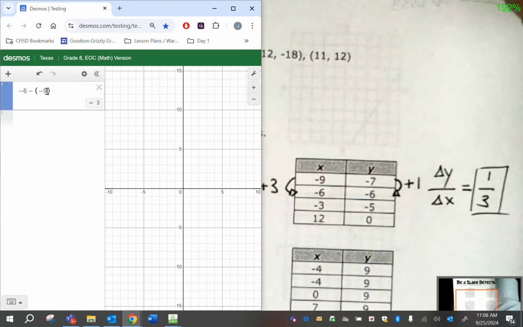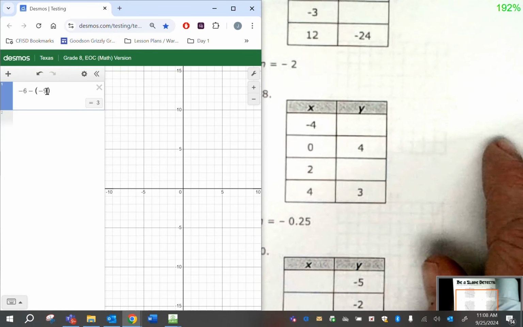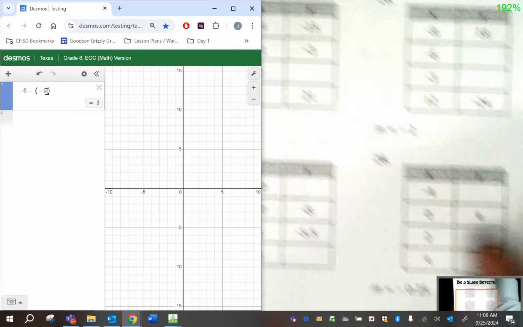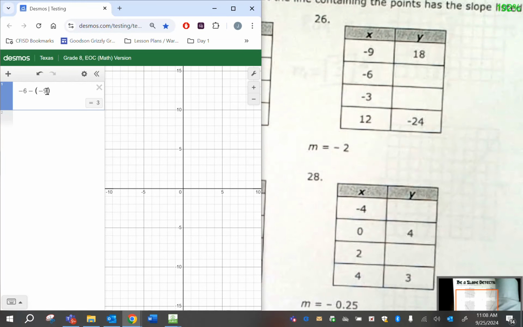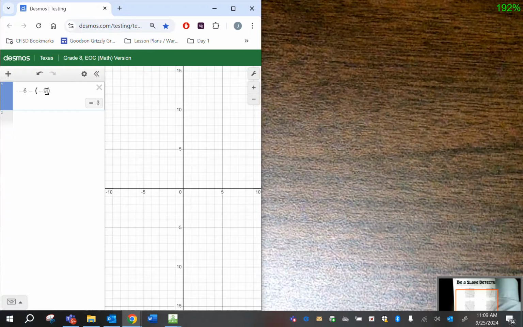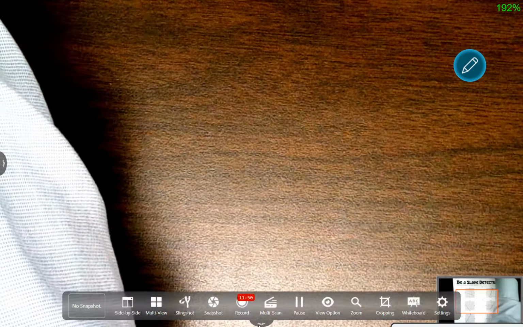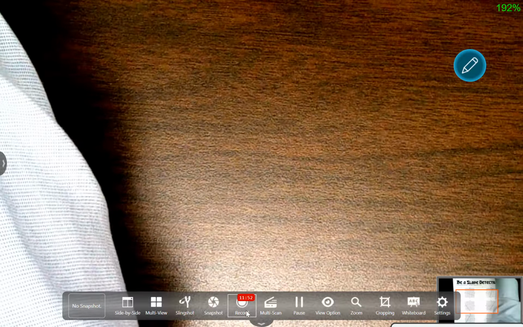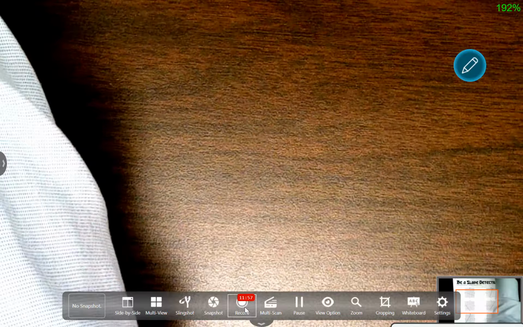Okay, I think there might be one other type of example. I'm actually going to have you guys not worry about this last section. We're not going to worry about this last section for now. I'll explain that another day. Just make sure you can calculate slope by hand, either using rise over run, or by using the slope formula, or by using a table and finding the change of y over the change of x.